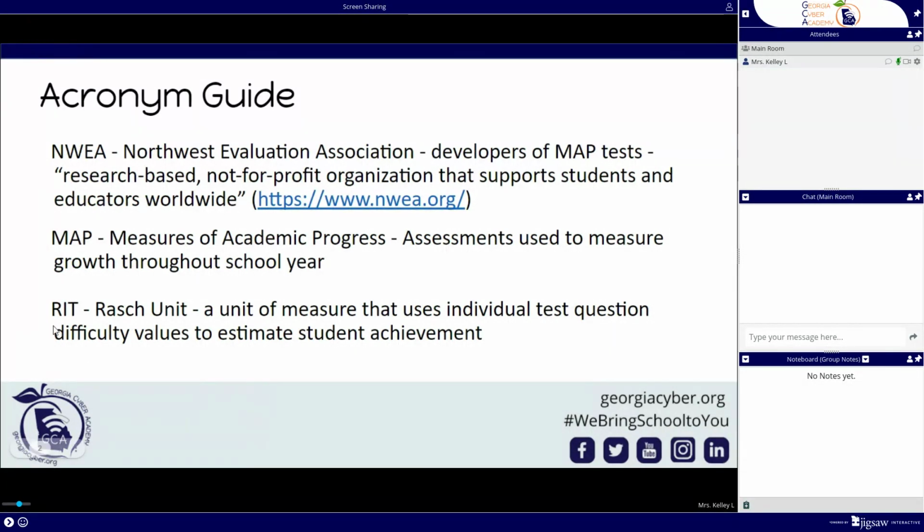And then we also talk a lot about RIT scores, which is actually an acronym for Rasch unit. It's a unit of measure that uses individual test question difficulty values to estimate student achievement. So each question is assigned a value, and then those are totaled up at the end to estimate the student score, or RIT score.